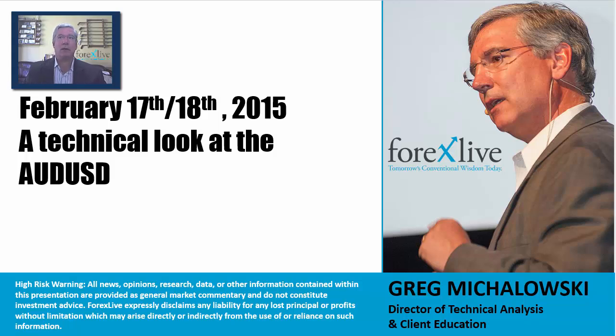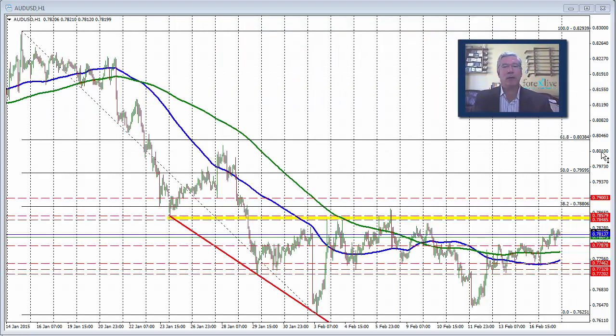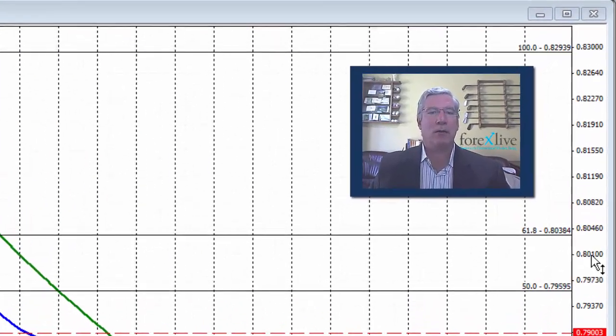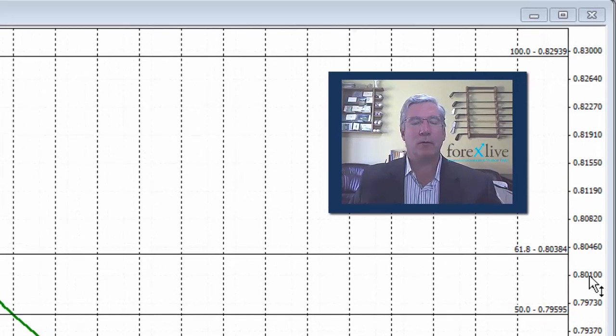I'm going to take a technical look at the Aussie versus US dollar. Before getting into that, however, I'm going to talk a little bit about fundamentals because we had the Reserve Bank of Australia interest rate meeting minutes come out. This is from the meeting that they cut rates back on February 3rd. They cut rates by 0.25% from 2.5 to 2.25. The expectations for the March meeting is for another cut to 2% from 2.25%.